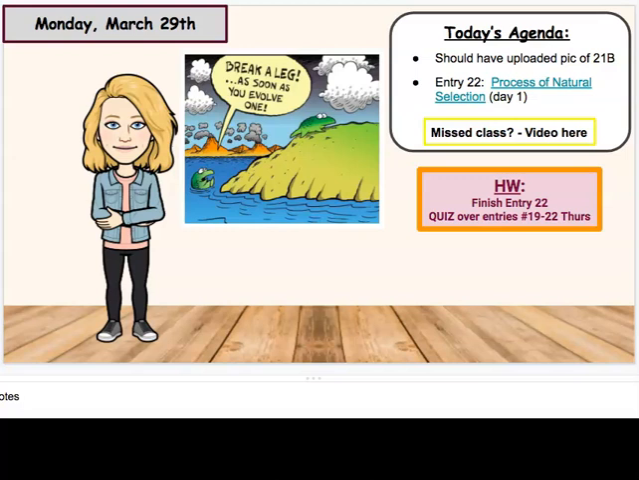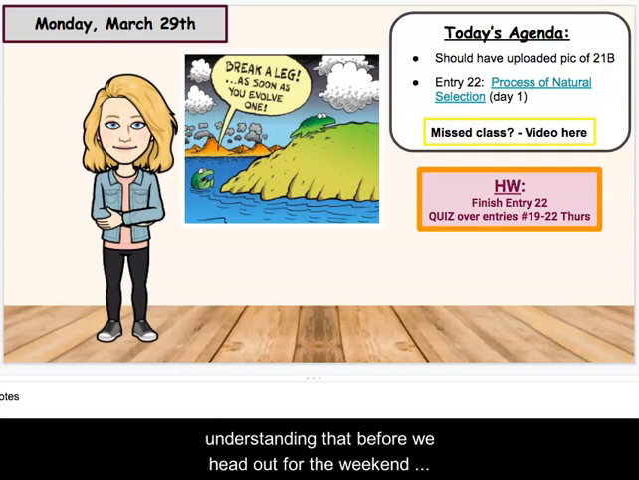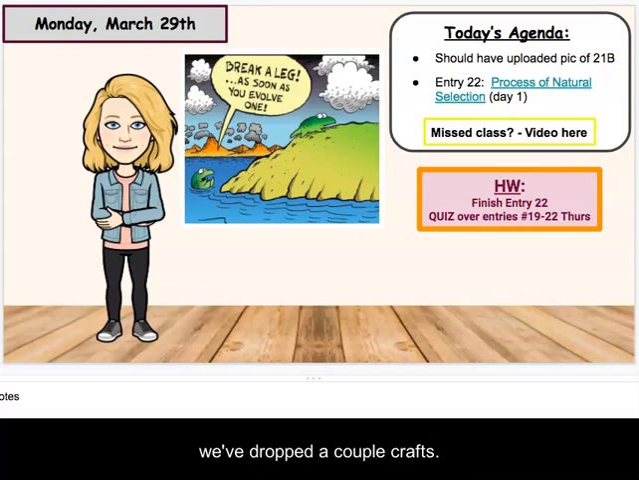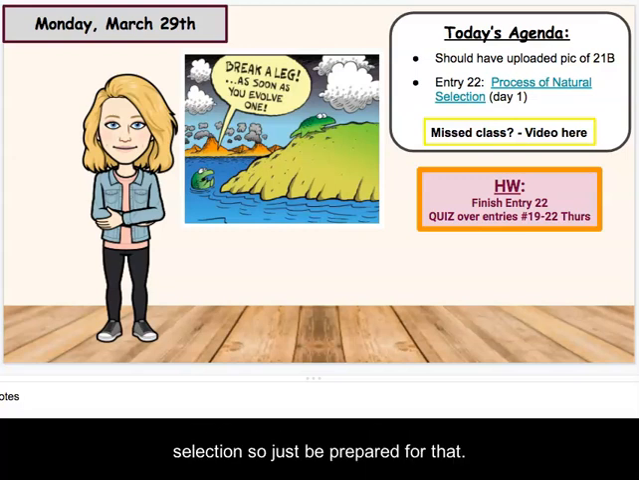Also previewing, on Thursday, we are going to be taking a quiz. So just understanding that before we head off for the weekend, we're going to have a quiz over entries 19 to 22. Those were the ones about polygenic traits. We talked about how certain traits like height, skin color, and number of tomato seeds are controlled by more than one gene. And it's this additive effect that gives us a range of distribution that looks like a bell curve. We've drawn a couple graphs on it, all the way through today when we talk about natural selection. So just be prepared for that.